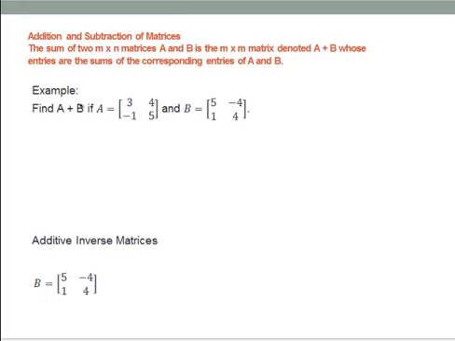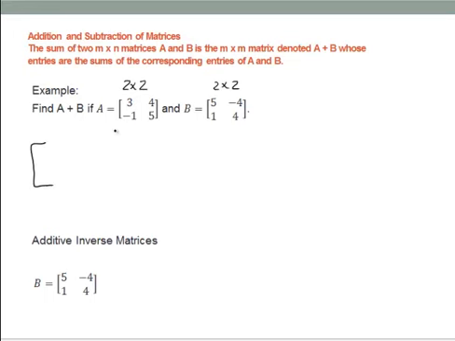Okay, so this one tells us to do A plus B. We want to add this one to this one. This is a 2 by 2. This one is also a 2 by 2. Since the sizes are the same, you just add corresponding elements.